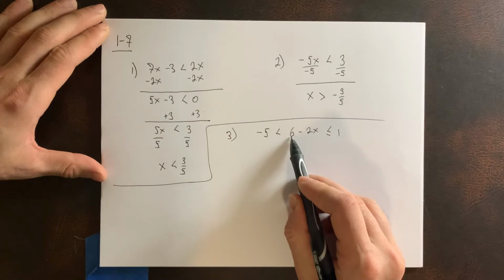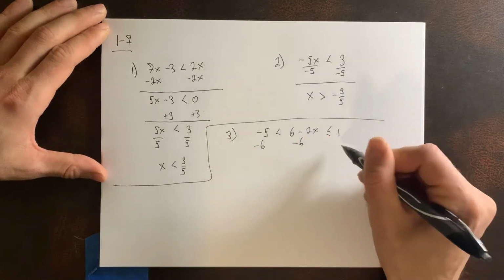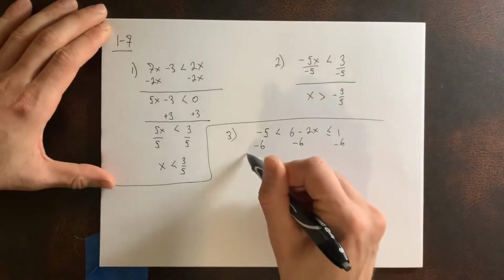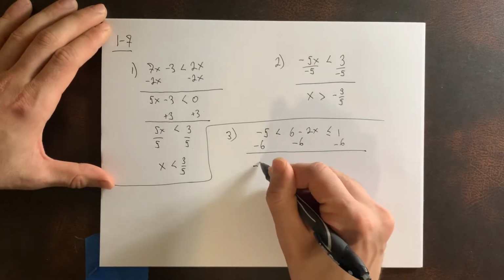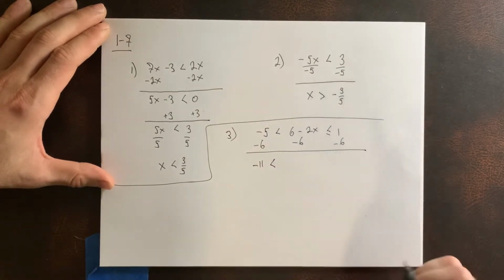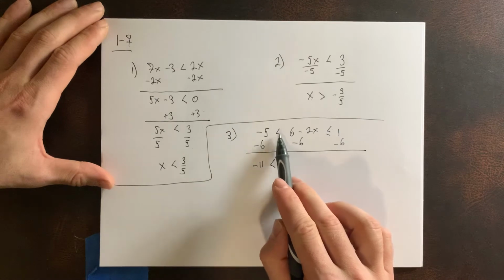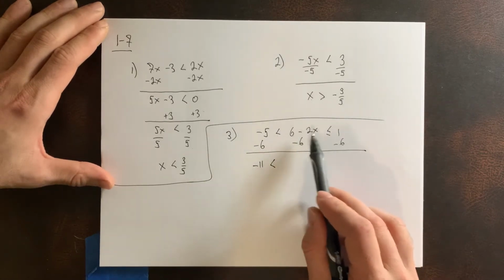So let's start by getting rid of the 6. We can subtract 6 in the middle, subtract 6 on the left, subtract 6 on the right. Over here we're going to have minus 5 minus 6, which is minus 11. Again, the sign's not going to change because all we did was subtract a number. The only time the sign changes is if we divide by a negative number. Okay, so these 6's in the middle cancel, so we just have our minus 2x.